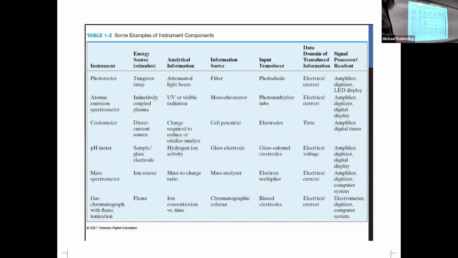And a chromatograph with flame ionization. The energy source is a flame. You literally light your sample on fire as it comes out of the gas chromatograph. We're looking at ion concentration versus time, because the gas chromatograph separates out different substances over time. So the sorter is that chromatographic column. The ion concentration gives you an electrical current because you have electrodes in there. The more ions you have, the more current you get, and you can measure that.